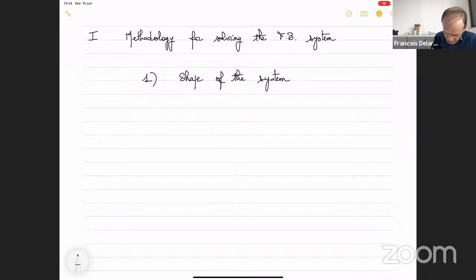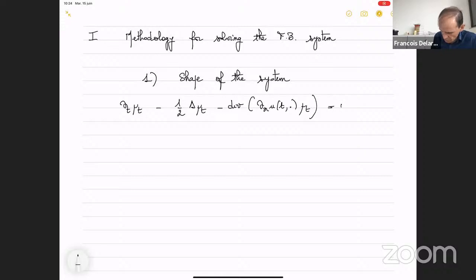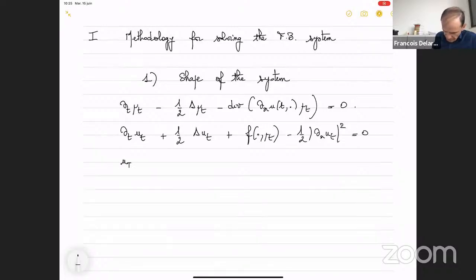And so we had two equations yesterday. We had dt mu t, so this was for the state of the population, minus 1/2 of delta mu t, minus the divergence of dx u t dot mu t, and this was equal to 0. And on the other side, you have dt u t plus 1/2 delta u t plus f dot mu t minus 1/2 of dx u t squared is equal to 0. And the boundary condition is u T, maybe let me remove the x, this is g dot mu T.